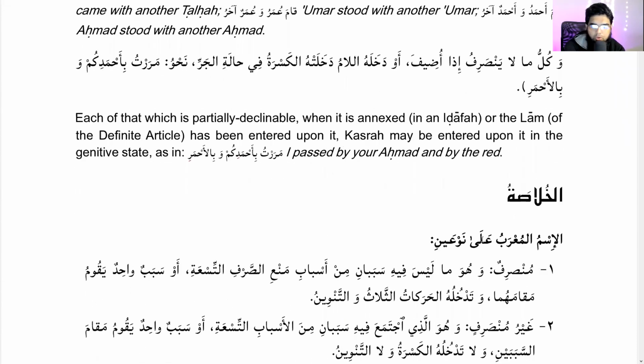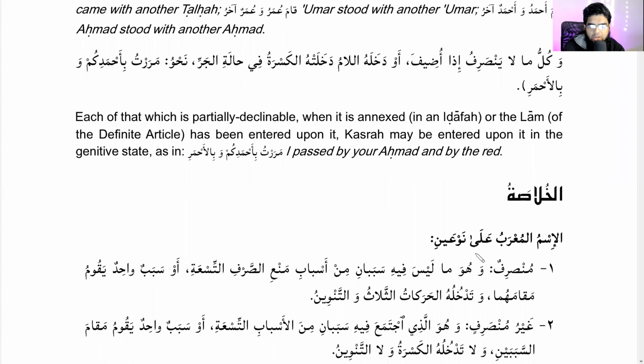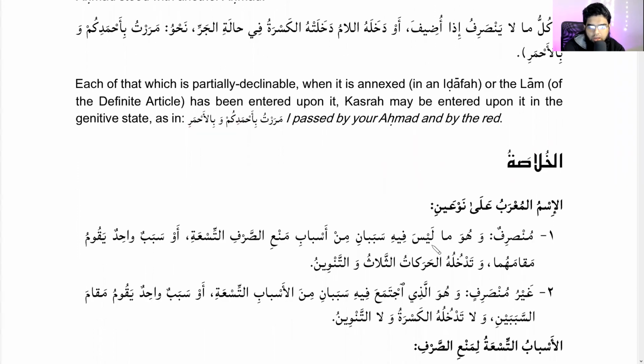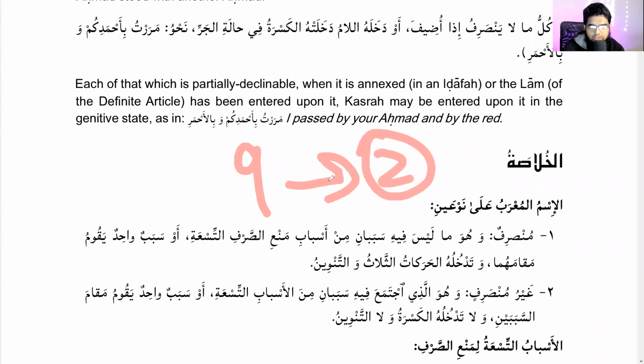Al-khulasatu. Al-ismu al-mu'rabu ala naw'ayn. The mu'rab noun is of two types. Munsarifun. It is munsarif. وهو ما ليس فيه سببان من أسباب منع الصرف التسعة. So out of all the 9 reasons, there are no 2 reasons, أو سبب واحد, or one strong reason يقوم مقامهما, which takes the place of 2 reasons. So these reasons should not be there. If they're not there, it's munsarif. It should take tanween, it should take kasra, fatha, dhamma, everything. تدخل الحركات الثلاث والتنوين. So all the 3 harakat enter and tanween also enters.